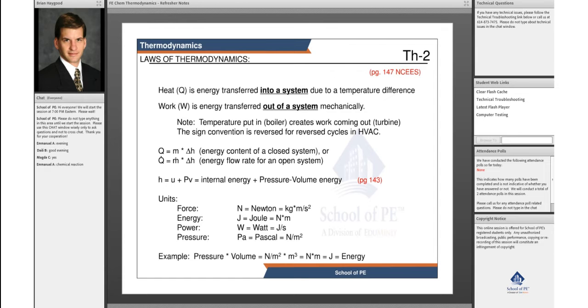The most popular format for discovering how much energy is changing hands would be m dot delta H, or m delta H, which is the energy content of a system. Or we can say that the energy flow rate, Q dot, is m dot delta H, where the dot is the first derivative. So energy content with respect to time becomes energy flow rate.